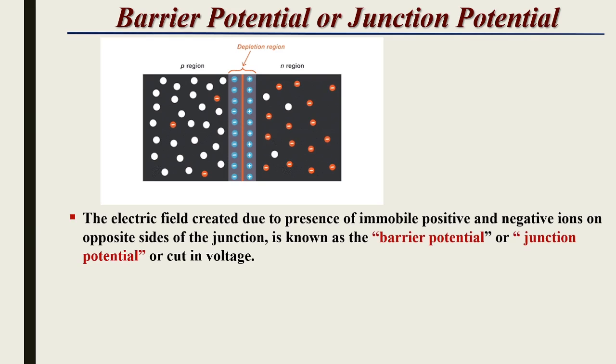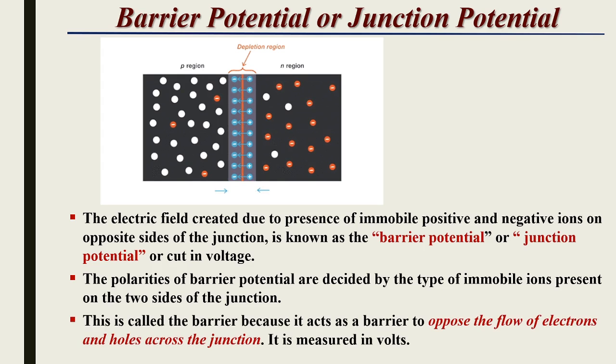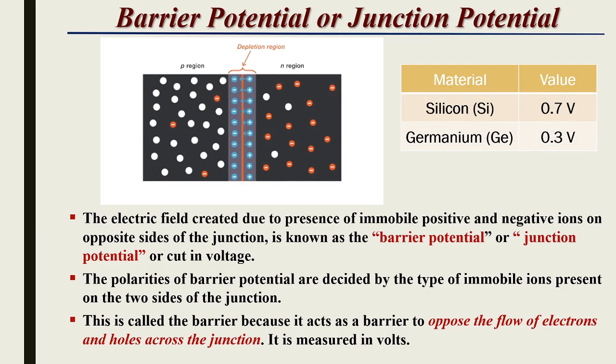In other words, this region is depleted of the free charge carriers, and therefore it is called a depletion region. Now the barrier potential or junction potential. The electric field created due to the presence of immobile positive and negative ions on the opposite sides of the junction is known as the barrier potential, junction potential, or cut-in voltage. The polarities of the barrier potential are decided by the type of immobile ions present on the two sides of the junction. It is called the barrier because it acts as a barrier to oppose the flow of electrons and holes across the junction. It is measured in volts. For the materials silicon and germanium, the cut-in or barrier potential values are: for silicon it is 0.7 volt and for germanium it is 0.3 volt.